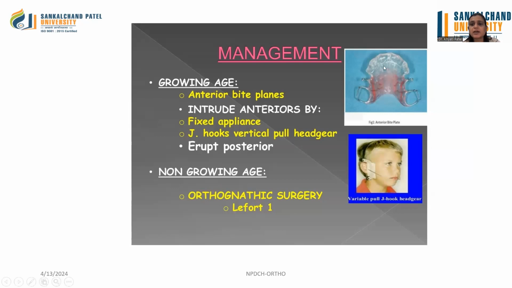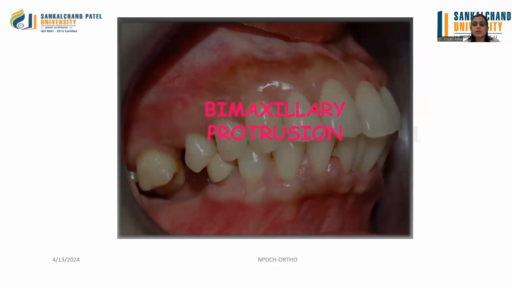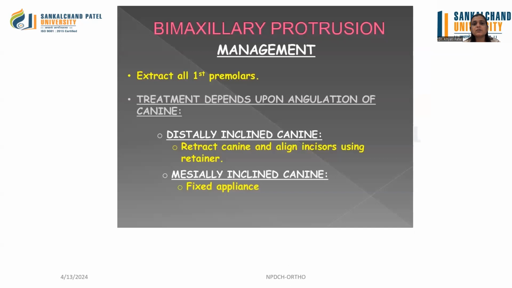You can see in the figure there is an anterior bite plate, and this is a removable plate which we can use. It can intrude the lower incisors. We can even use fixed appliances with the J-hook headgear. It is a high pull headgear, as in this photo, which corrects the deep bite by intrusion of the teeth and allows the posterior teeth to erupt. If the patient is non-growing, then orthognathic surgery is the only option, in which a Le Fort I osteotomy is required.